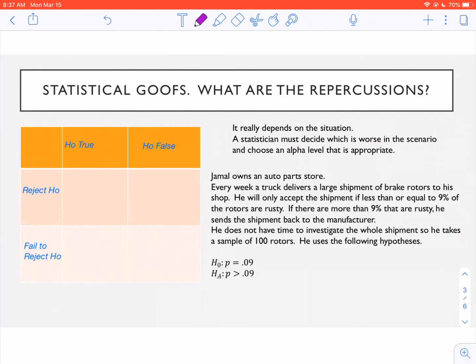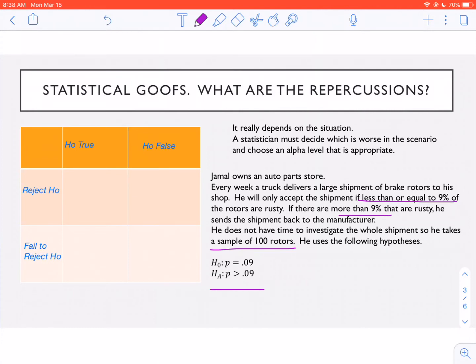Jamal owns an auto parts store. Every week a truck delivers a large shipment of brake rotors to his shop. He will only accept the shipment if less than or equal to 9% of the rotors are rusty. If there are more than 9% that are rusty, he sends the shipment back to the manufacturer. He does not have time to investigate the whole shipment, so he takes a random sample of 100 rotors and uses these hypotheses. H naught is that the proportion of rusty rotors is 9%, and HA is that the proportion of rusty rotors is greater than 9%.